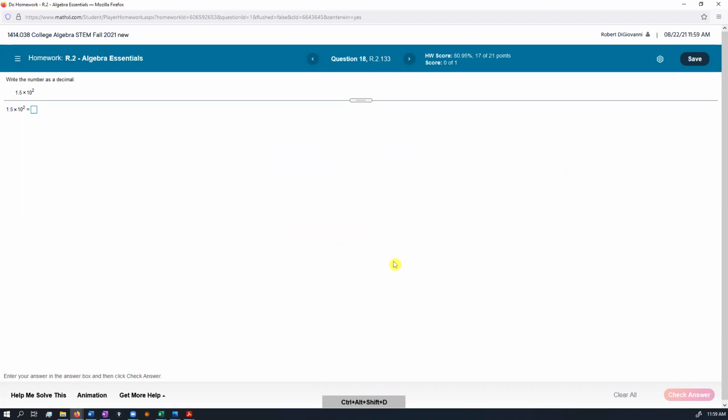Clear this out. Write this as a decimal, another one of these, okay, 1.5 times 10 squared. Okay, this number should get bigger because this is positive, so move that decimal point 2 places to the right, 1, 2. That just gives you 150.